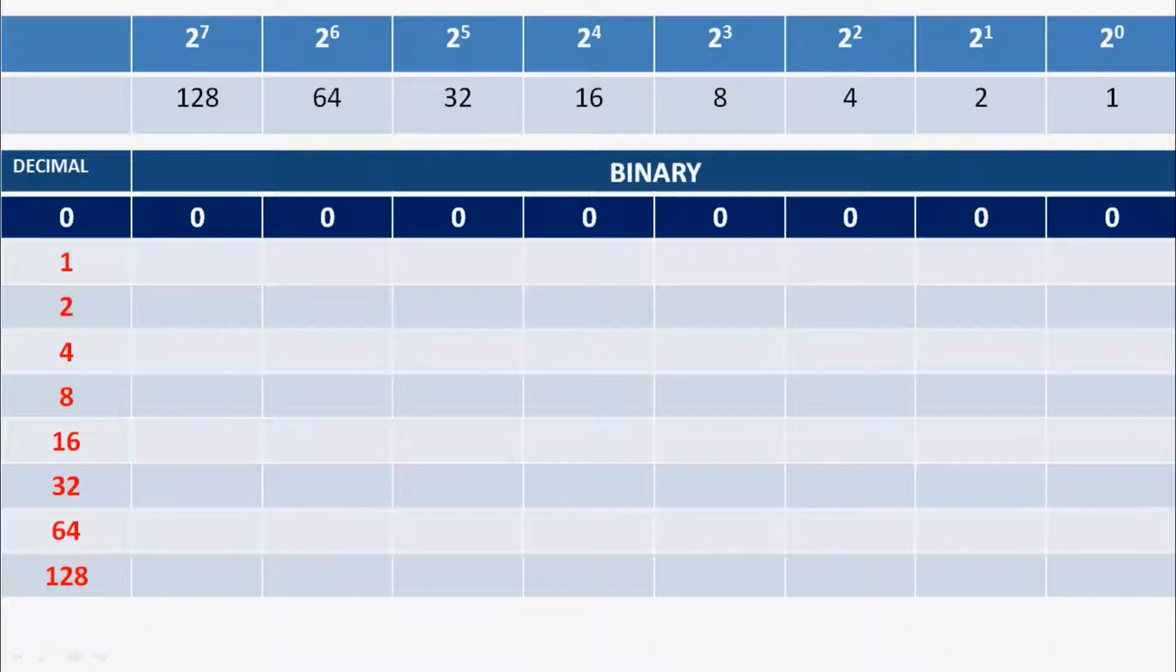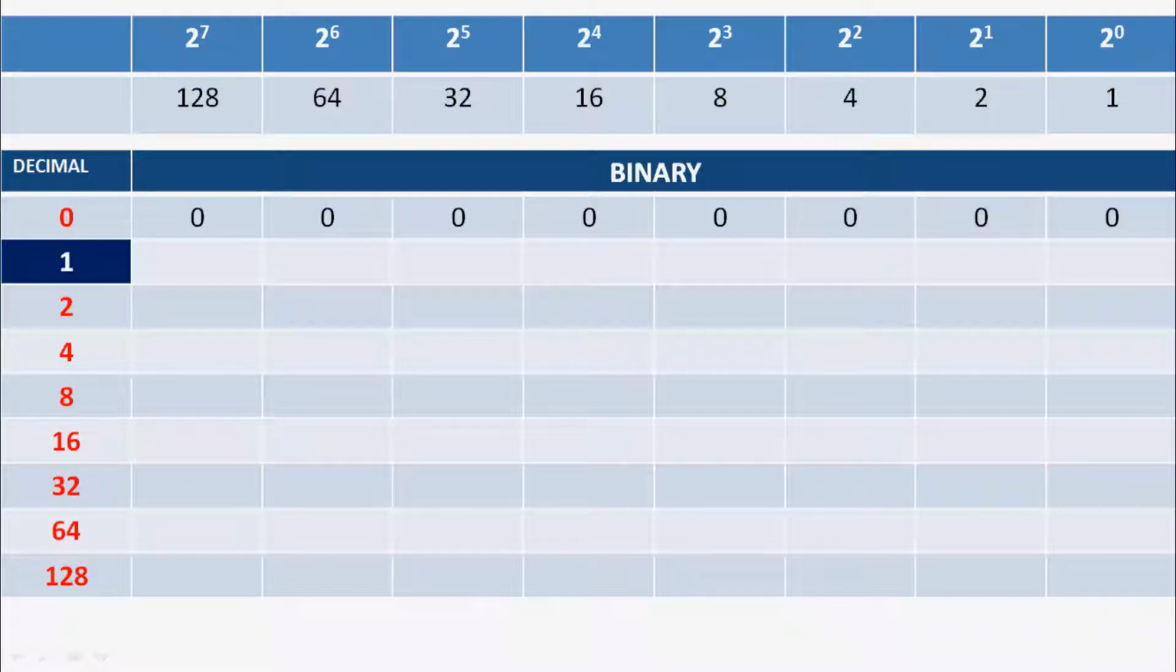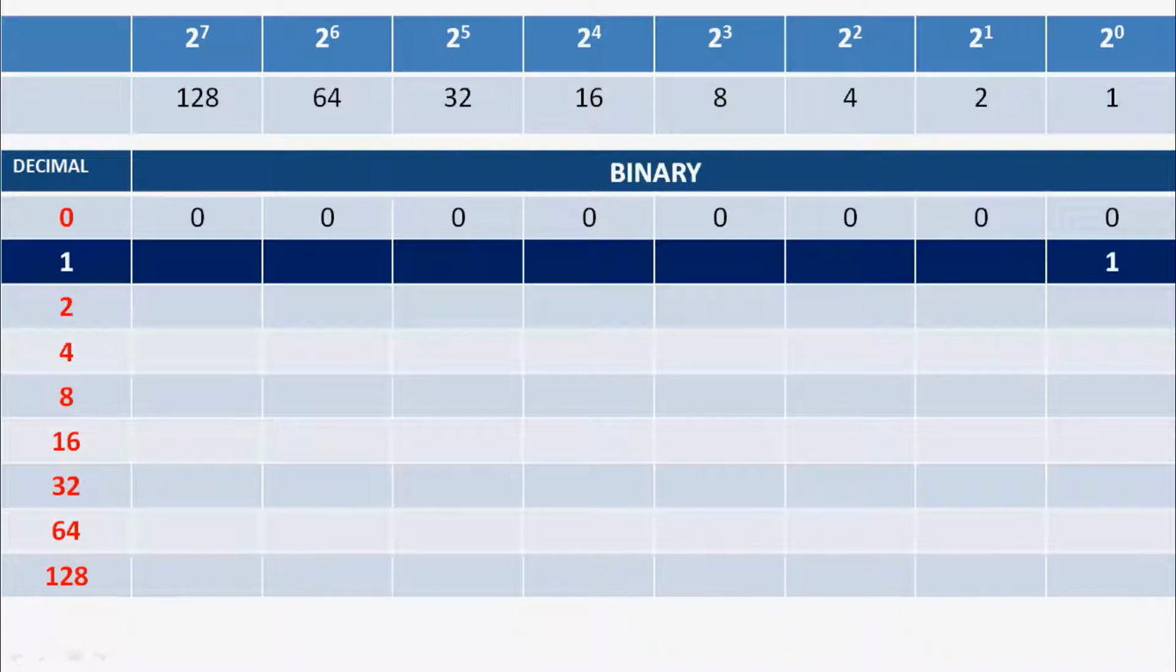Next we will come to the decimal number 1. Now we are going to cross check the above table, and we can see 2 to the power of 0, that is 1. So straight to that column we have to put binary 1. We know that binary can be either 0 or 1, and in the remaining 7 columns we are going to put 0. So this is the binary value of 1.